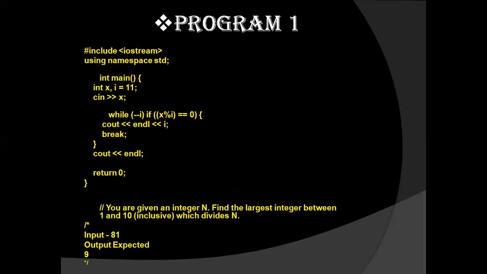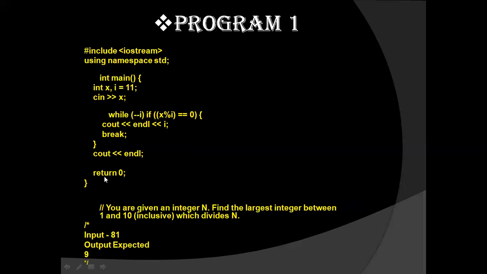int x, i = 11. We take it as i = 11, since i is greater than x, while if x % i == 0, cout << x << endl; if x < i, we break the statement over here, the condition, and then we again take cout << endl. Then we return 0, and then we close this braces.